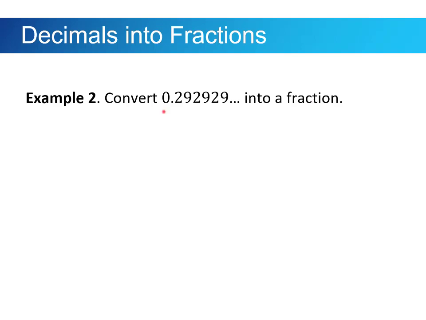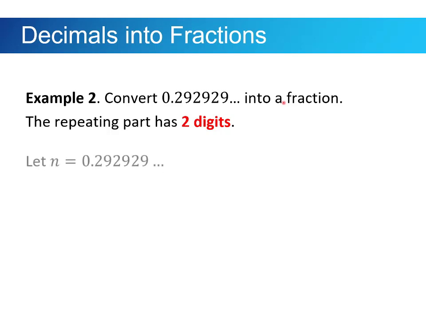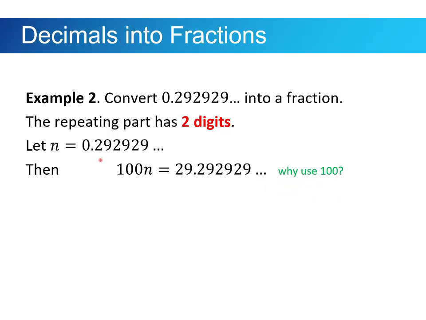Convert 0.292929 into a fraction. I observe that the repeating part has 2 digits. So I let n be the original number, and now I'm going to multiply n by something. Do you remember what I'm going to multiply n by? I'm going to multiply n by 100 because 100 has 2 zeros and the repeating part has 2 digits.